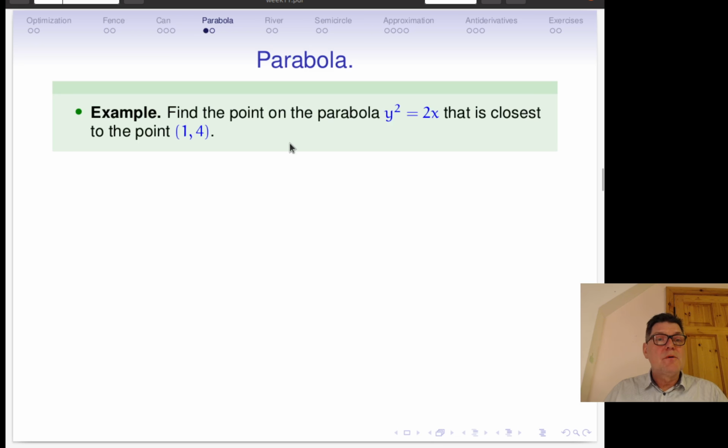So in this problem we are asked to find the point on the parabola y squared equals 2x that is closest to the point (1, 4). Again, we start with a diagram.